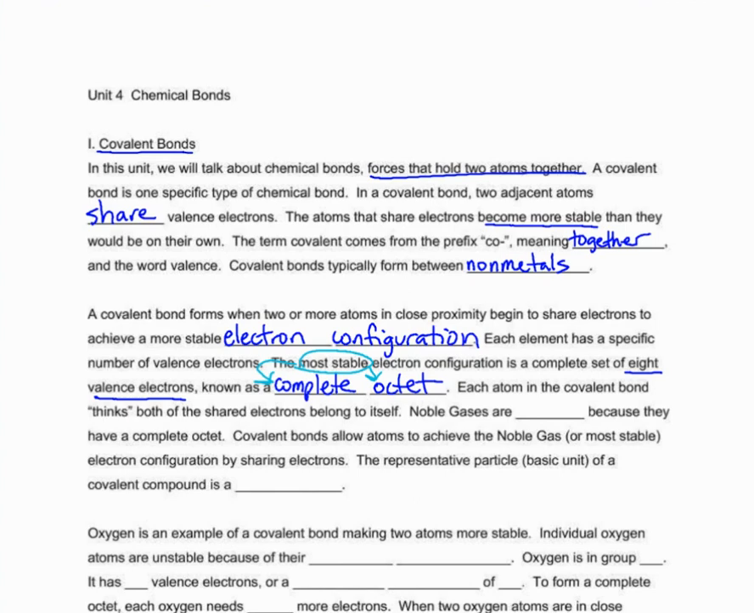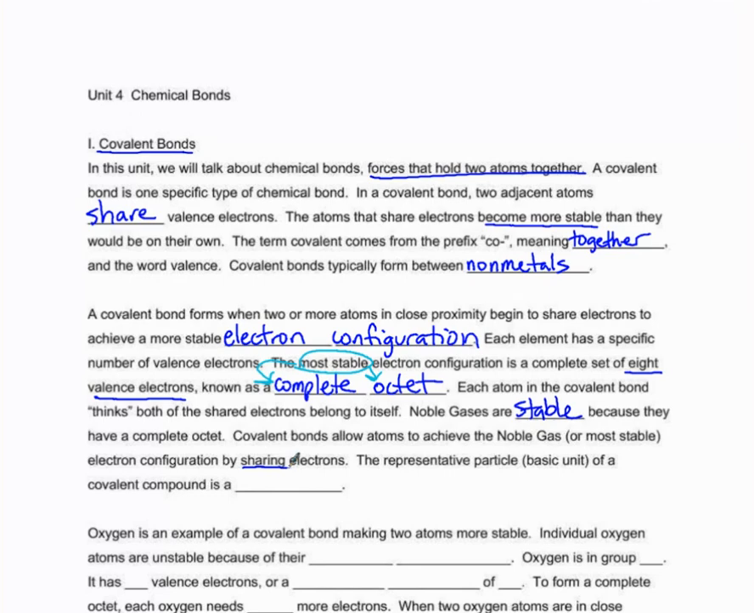So when we form a covalent bond, each atom in the bond thinks that the shared electrons belong to itself. This is if atoms can actually think. So they're sharing, but they don't realize that they're sharing. And so they get to this complete octet like the noble gases, and the noble gases are stable because they have that complete octet. Covalent bonds allow atoms to get to that more stable electron configuration, and it happens by sharing electrons.